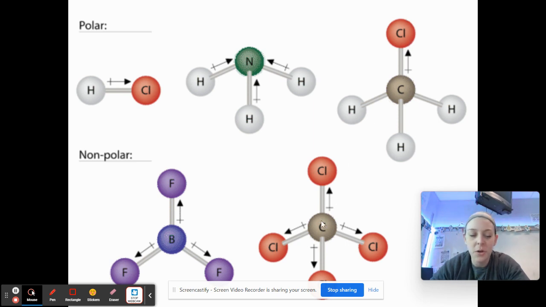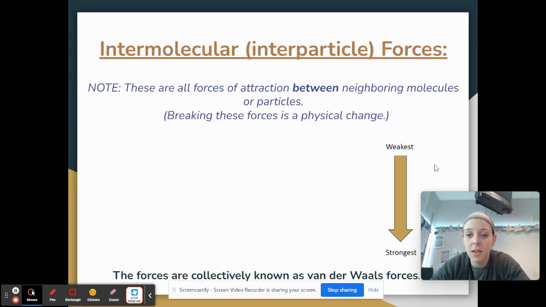It's not symmetrical. But in comparison, down here at these 2 nonpolar ones, you can see that we have a significant amount of symmetry here. So we have very symmetrical. All the electrons are being pulled equally in equal directions. I don't have an opportunity to have a positive or a negative end here because they're all even.